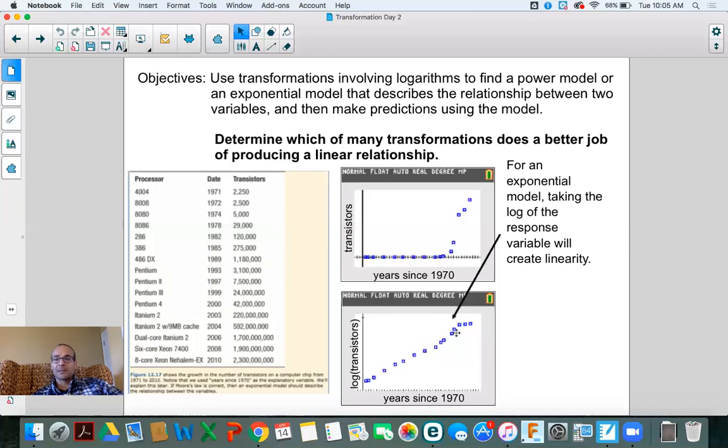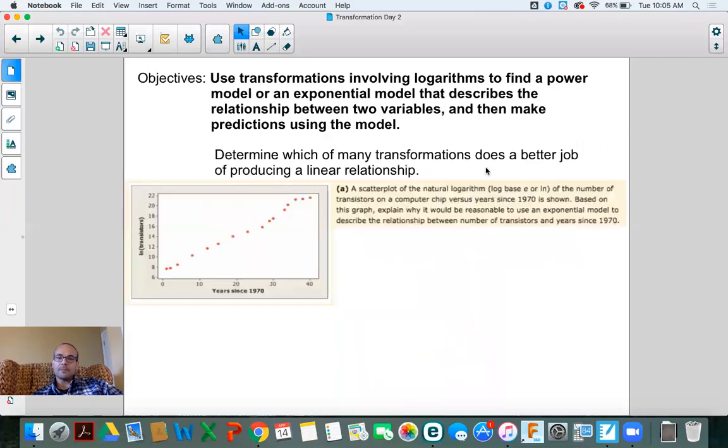If you didn't know it was an exponential model, you could still do trial and error and figure out, all right, well, when I logged the response and not the explanatory, I got a pretty straight line. That means an exponential model is the best model for this data. The remaining part of this video then is to try to help you interpret the questions and see what kind of answers they're going for.